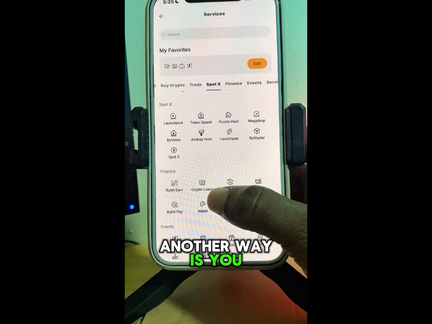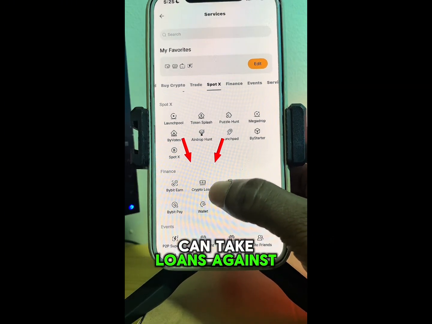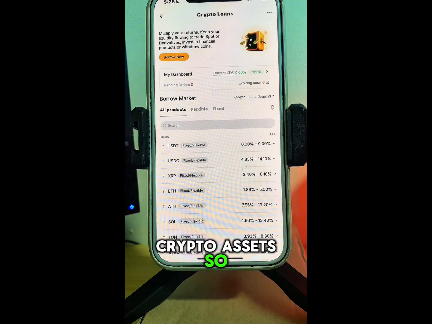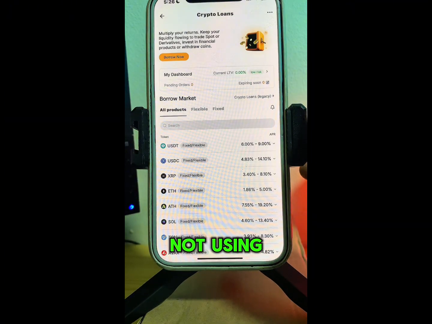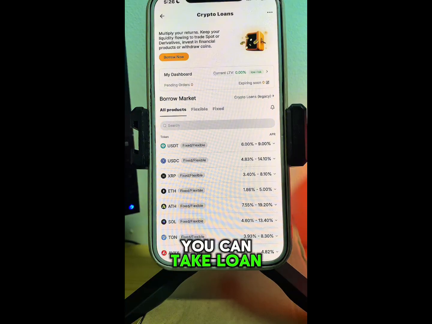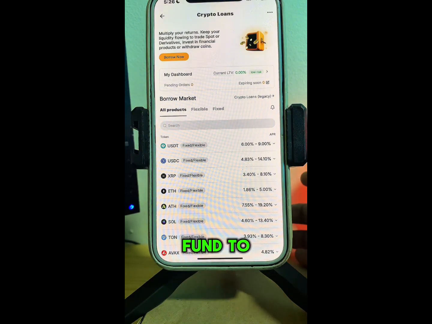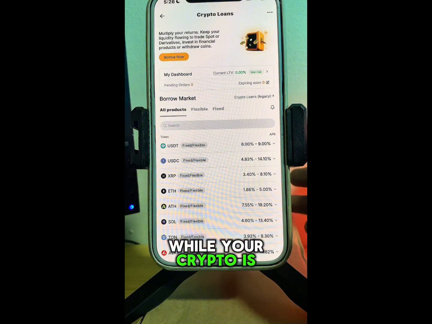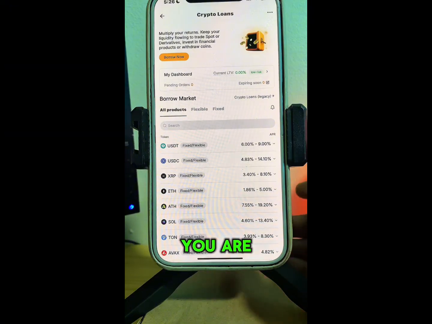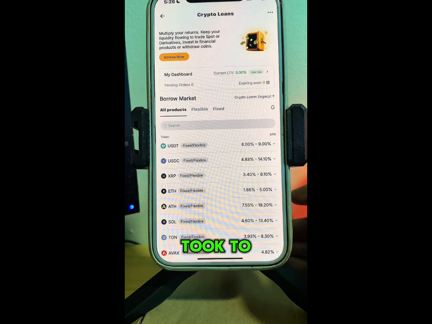Another way is you can take loans against your crypto assets. So if you have any crypto that you are not using actively, you can take a loan against it and then use the fund to do something else. While your crypto is actually growing and appreciating, you are also using the loan that you took to actually make another profit on the side.